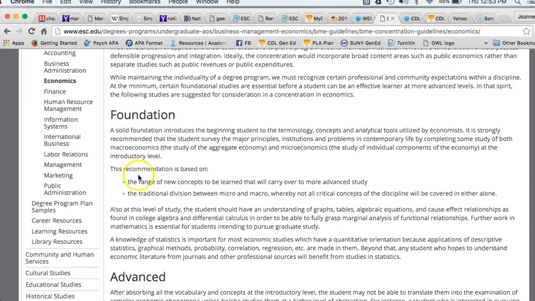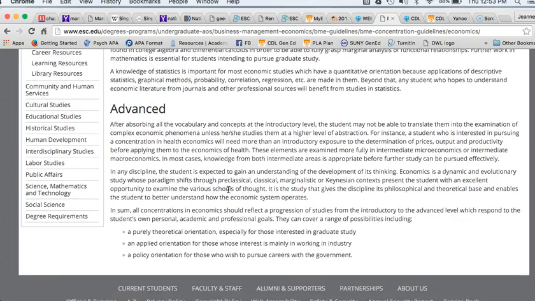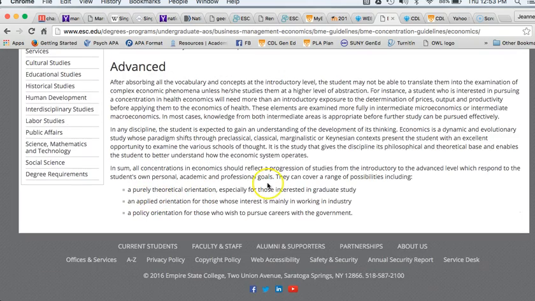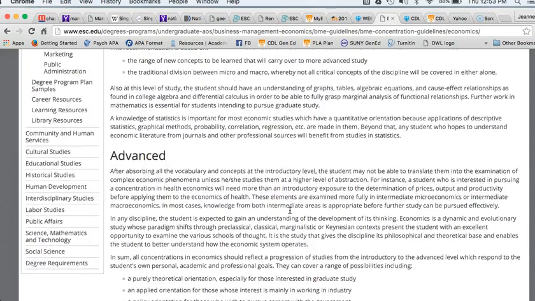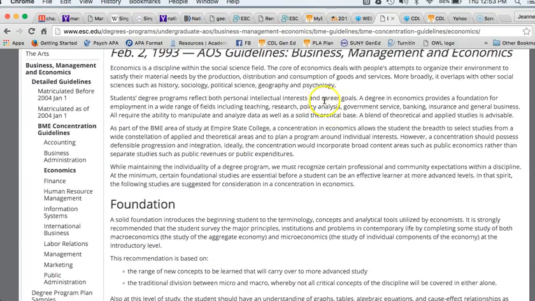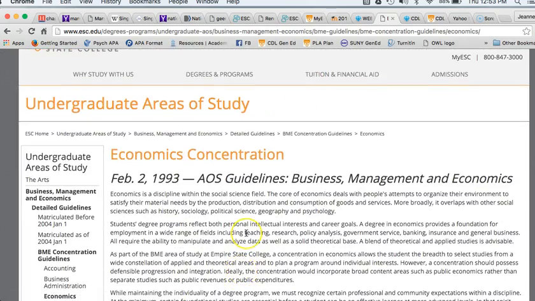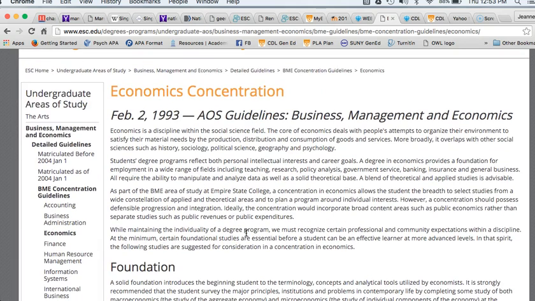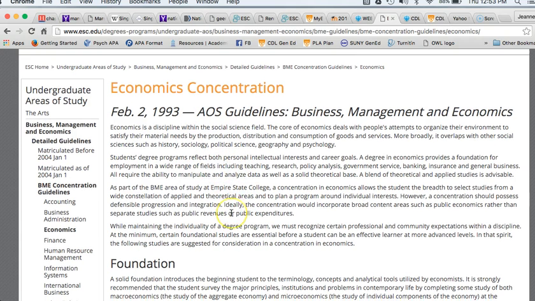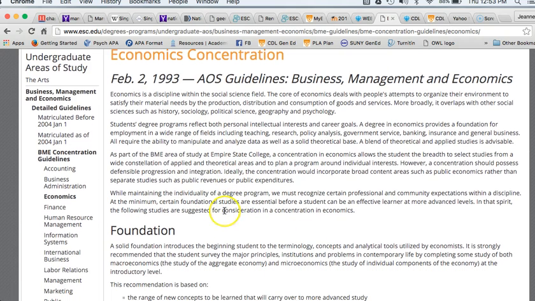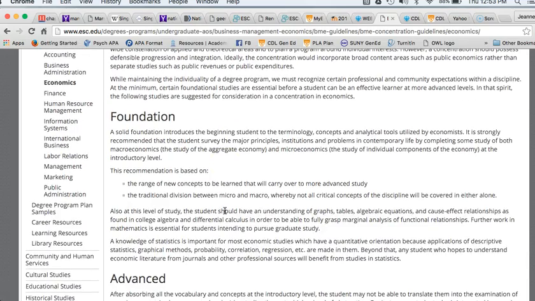So the recommendations are based on this. Let's see, the range of new concepts, more advanced study. All right, so you have to have concentrations include all of this. So you may not necessarily need to make a chart for this, but you need to read this, understand it, and address it in your essay. So say, according to the Empire State College Area of Study Guidelines chart, I know that an economics concentration needs to consider the following. And this is you in your own words. Put all this in your own words and summarize it.